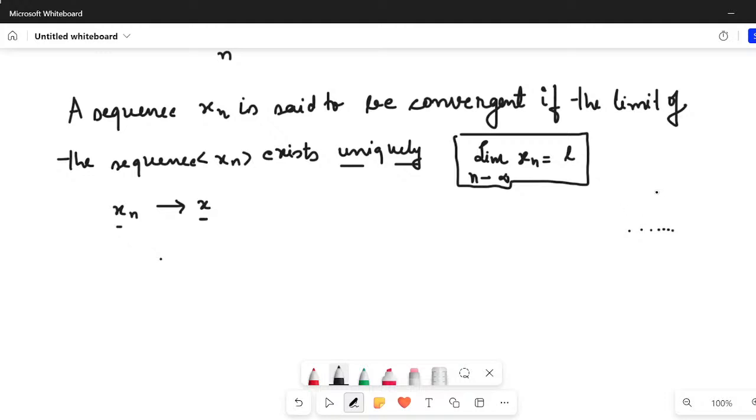अगर मैं कह रहा हूं कि xn कन्वर्जेंट है और x पे जाके कन्वर्ज करता है, इसका मतलब क्या हुआ? इसका मतलब ये हुआ कि आपके जो एलिमेंट्स हैं xn के, वो एक n के बाद कहीं ना कहीं x के करीब पहुंच जाएंगे. मतलब after a while, after some natural number, the distance between xn and x can be made as small as possible.